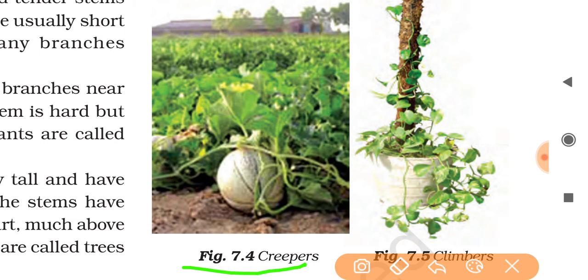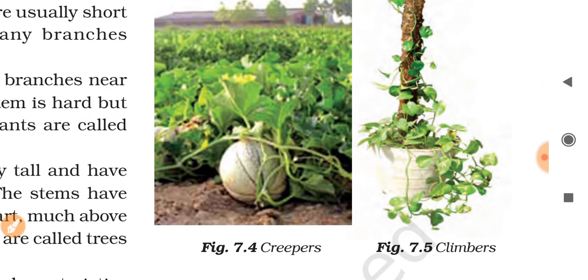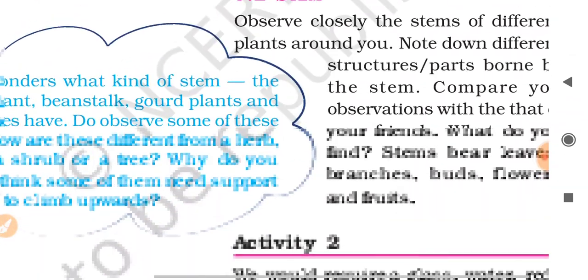They cannot grow upward without support, and climbers can. If you see this money plant, it grows upwards with any support. So it is known as a climber.